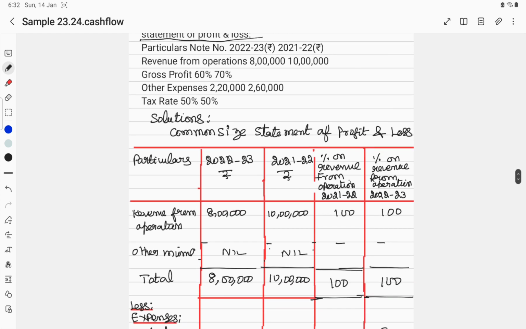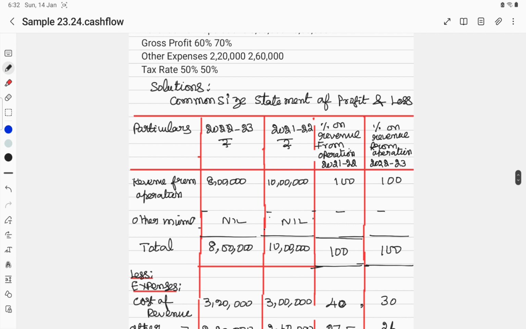So, solution, common size statement of profit and loss account. We have to prepare this in tabular form. Particulars, 22-23, 21-22, then percentage of revenue from operations for 21-22 and percentage of revenue from operations for 22-23. Revenue from operations 8 lakhs. Other income nil. Total 8 lakhs. 21-22 revenue from operations 10 lakhs, other income nil, therefore total 10 lakhs, therefore both are 100%.